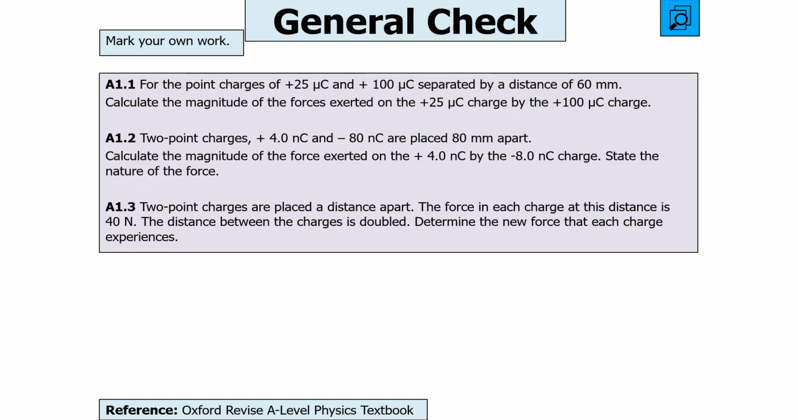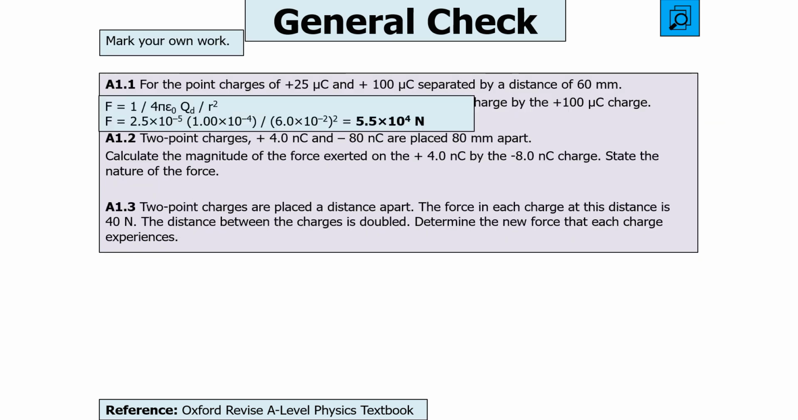Right, again, we're using Coulomb's law. F equals Q1 Q2 over 4 pi epsilon 0 r squared. You can pop in all the values and work it through, noting that we're turning our microcoulombs into coulombs. Pop in all the values and we get our answer to be 5.5 times 10 to the 4 newtons.